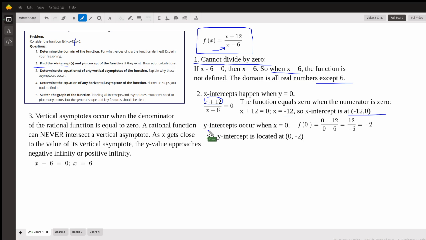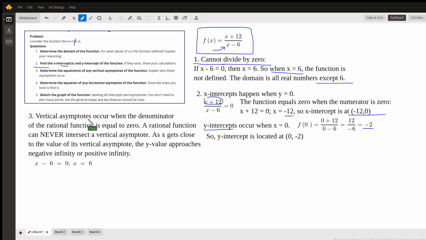The y-intercepts occur when x equals 0. So if I put 0 in for x, I get 12 over negative 6, or negative 2. So the y-intercept is located at 0, comma negative 2.